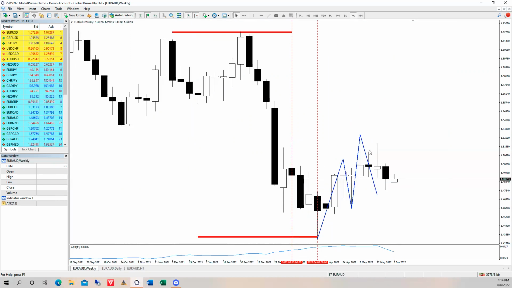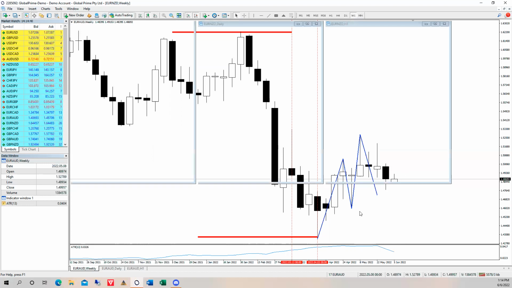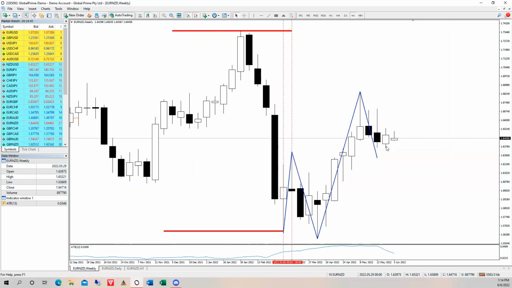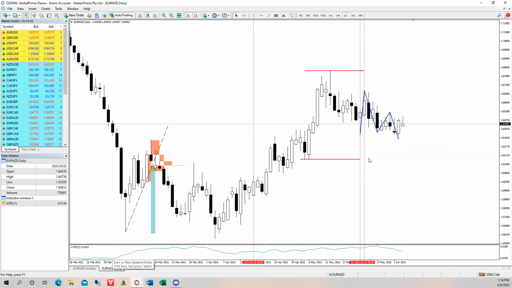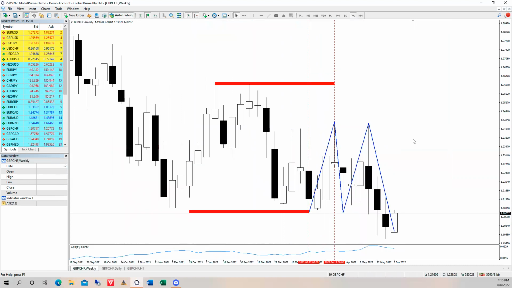Euro Aussie, likewise, not interested. Moving on to the last of the Euro crosses, where you could see again on Euro NZD last week was just an inside bar on the weekly time frame. And here on the daily time frame, very much stuck inside the channel. In fact, a very narrow consolidation area, not something that we are interested in at all.